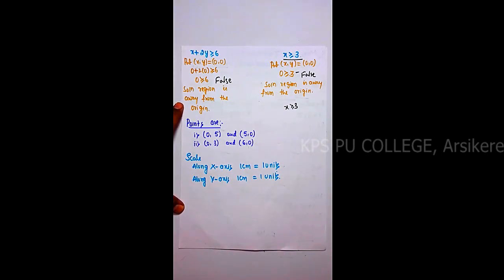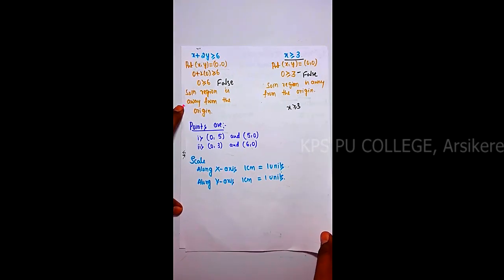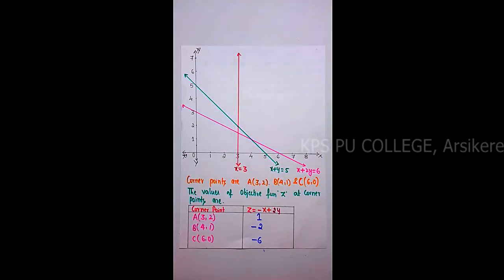Okay, so take the scale along the x-axis 1 centimeter is equal to 1 unit, along the y-axis 1 centimeter is equal to 1 unit. So now move on to the graph. Okay, graph, we discuss more. First graph, first one. Points here.